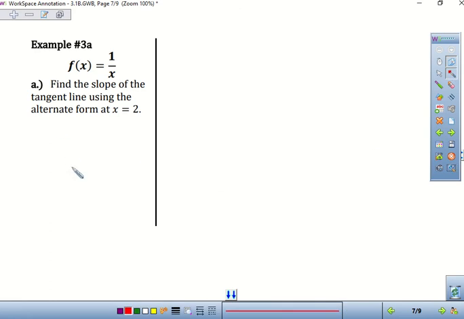It says find the slope of the tangent line using the alternate form, x equals 2. So see how here they gave me the function and they gave me an x value? So that means I can use the alternate formula. So alternate formula, you take the function itself, whatever it is, minus the function if you plug in 2 for x.